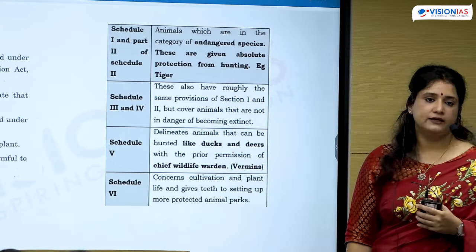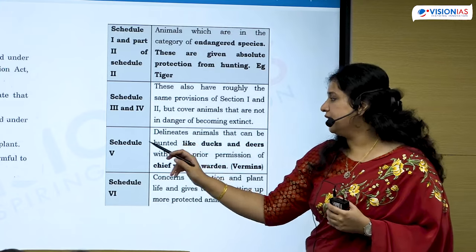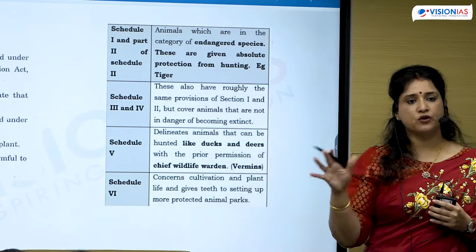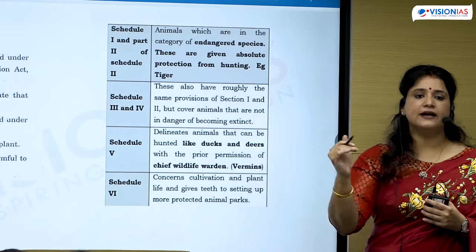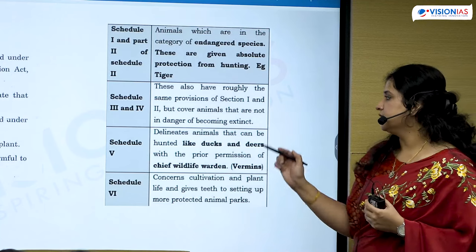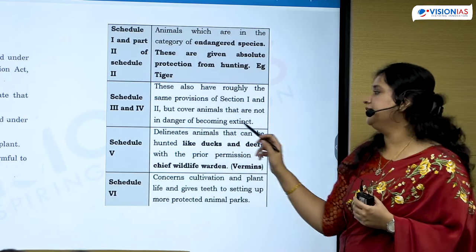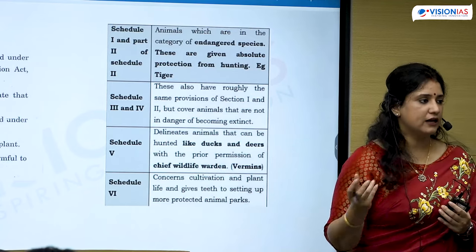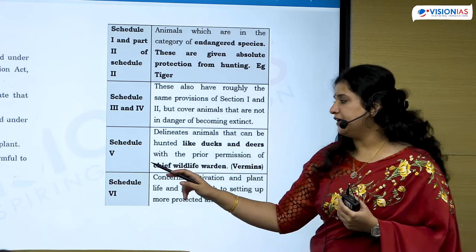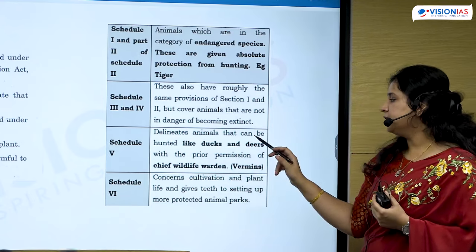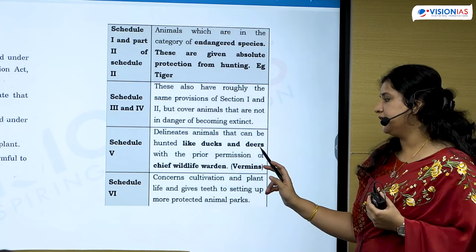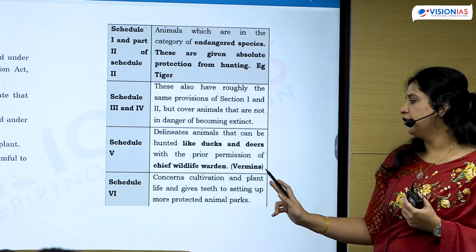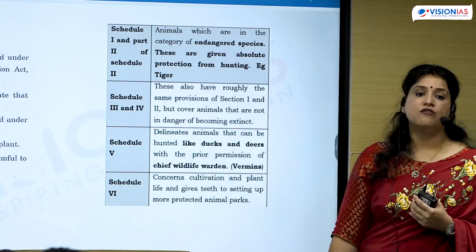For example, tiger. Schedule 3 and 4, okay? They also have similar provisions. They also provide similar protection, but the intensity is a little lesser and they cover animals that are not in danger of becoming extinct. That means jo bahut zyada under threat nahi hai, okay? Schedule 5 delineates animals that can be hunted, like ducks and deer, with the prior permission of the chief wildlife warden. That means vermins. Vermin animals.